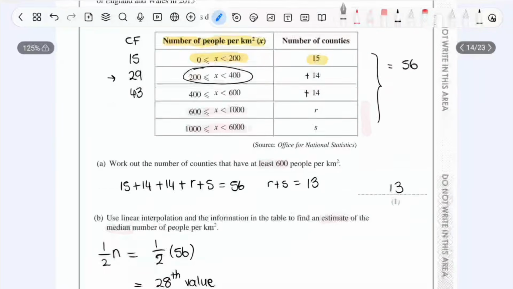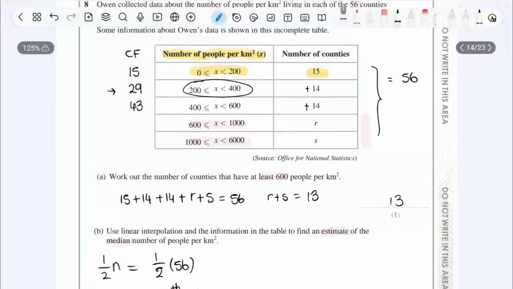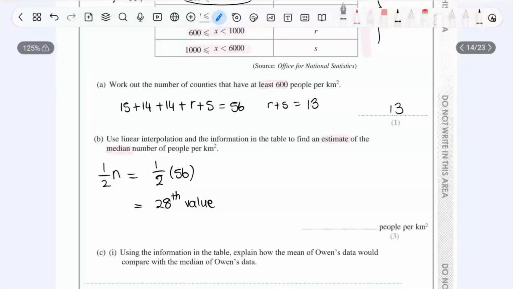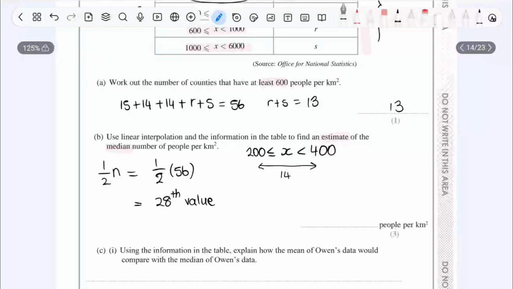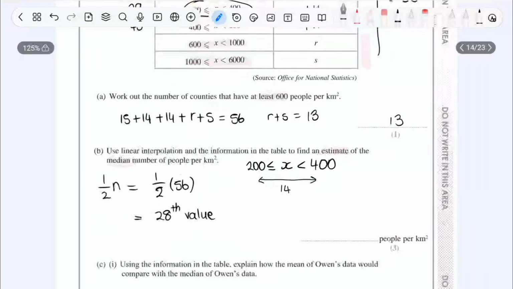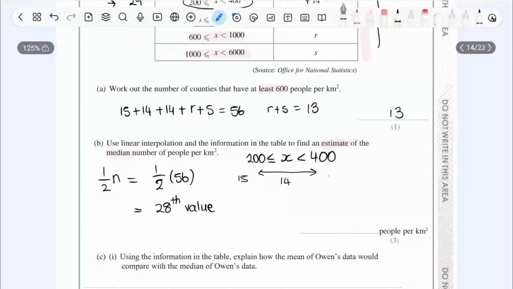The question is, what value of x can we put down as our estimate? So we know that we're trying to get to the 28th value, and we know that this is the 200 to 400. Okay, so we also know that in this interval we have a total of 14. And at the start of 200, we basically have 15. And we get to 29. We want to get 28. So basically we need to represent it as a proportion. So to get from 15 to 28, we need to go 13 along.